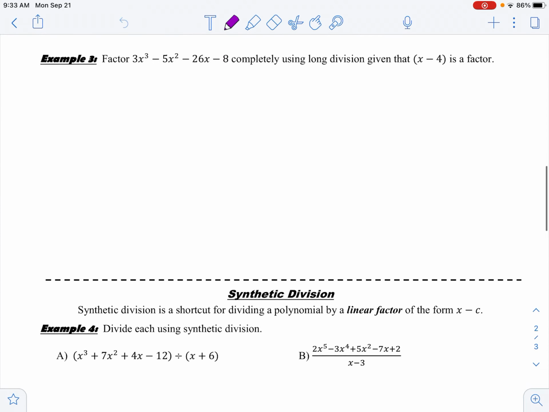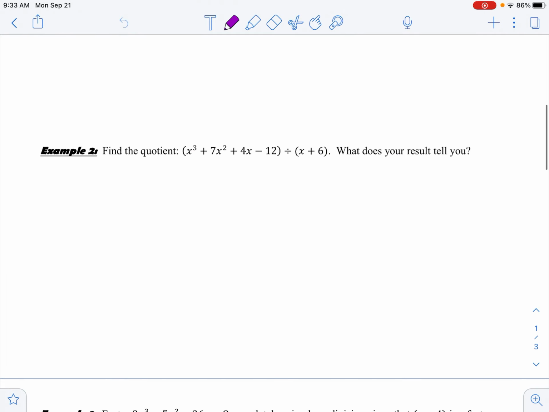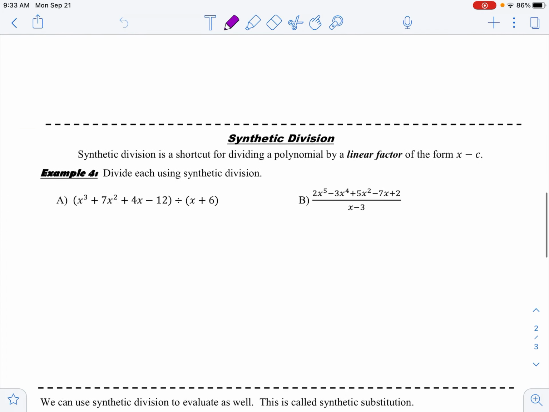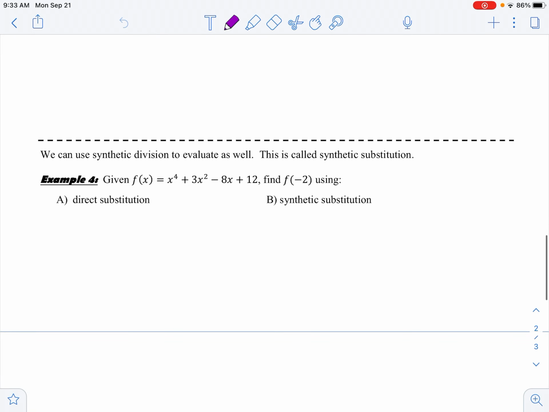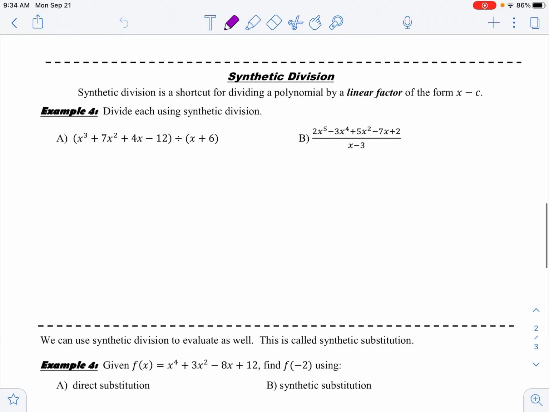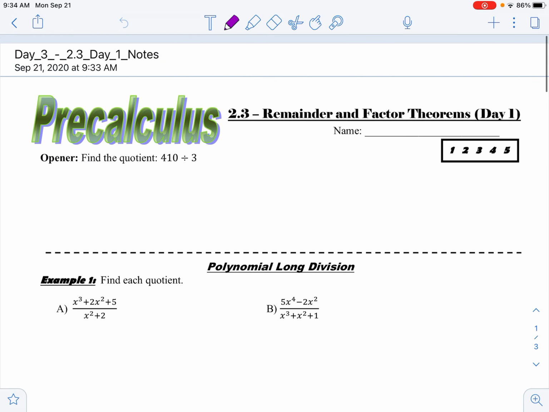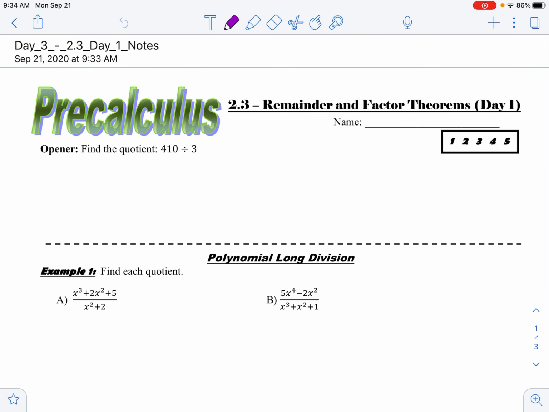Then we have factoring and finding quotients, and then we have synthetic division, which you've also learned before, and it was in your summer packet, and then synthetic substitution versus direct substitution, which you already know how to do also. So this is all just recapping things that you've learned before.